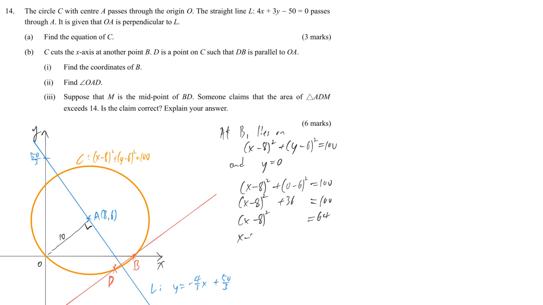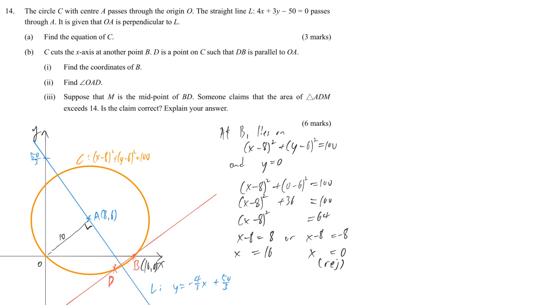And then you have X minus 8 equal to positive 8 or X minus 8 equal to negative 8. X equal to 16 or X equal to 0. This is rejected because they say that B is another point other than the origin. So we have X equal to 16 here.